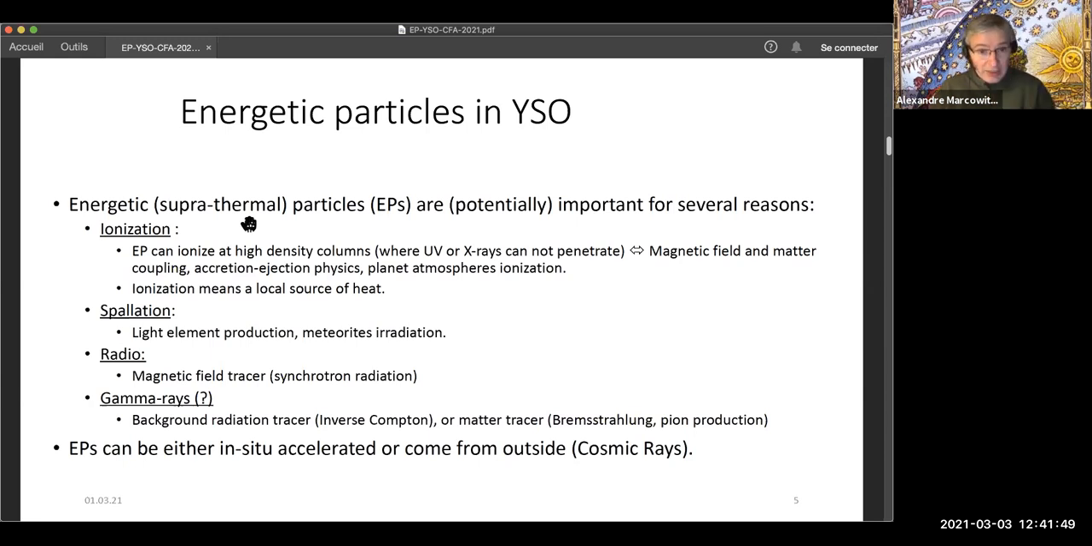Also, ionization means that you can heat the medium locally. Energetic particles are interesting also because they can produce some light elements through spallation, and can contribute to meteorite irradiation. They can be probed either by radio emissions, synchrotron radiation, as we will see in 1 minute, and possibly through gamma rays. So by energetic particles, I will now argue in favor mostly of in situ accelerated particles, not exactly cosmic rays, which are, let's say, background energetic particles in the interstellar medium. I will show you why we need some in situ particle acceleration in these objects.